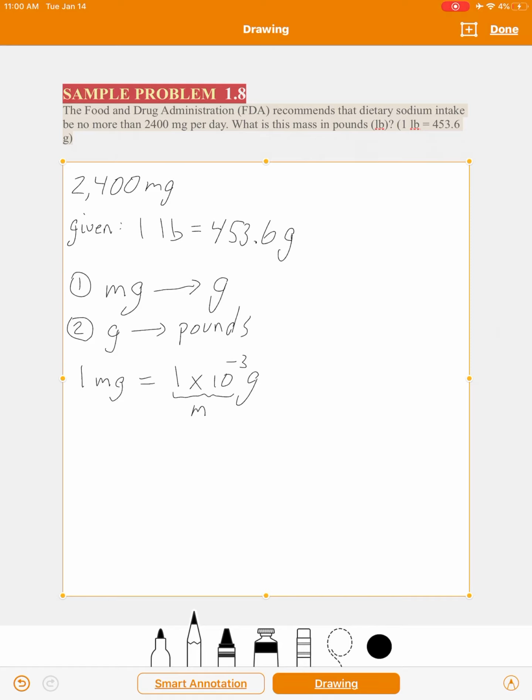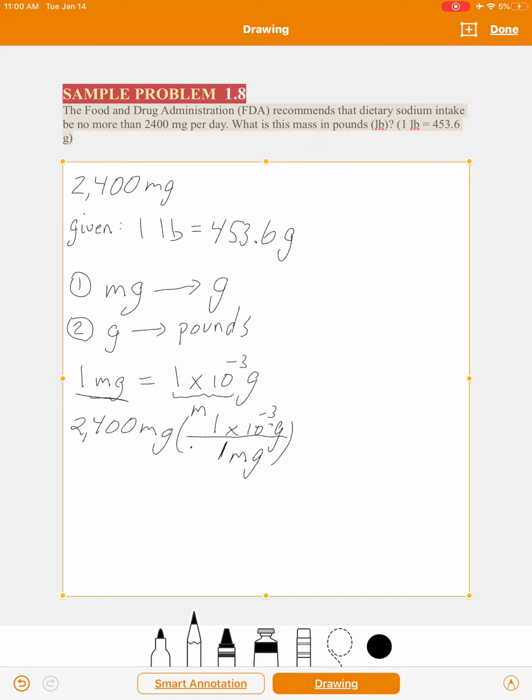So now let's go ahead. We have 2,400 milligrams. That's the given piece of information. And then we're going to use dimensional analysis. This is our first problem of really looking in through dimensional analysis. We want to go from milligrams to grams. So if we have milligrams up here, we need to have milligrams down here. So I'm going to take the 1 milligram, I'll write that over here, and put that in the denominator. And then I'll take the 1 times 10 to the minus 3 grams, and I'll put that in the numerator.